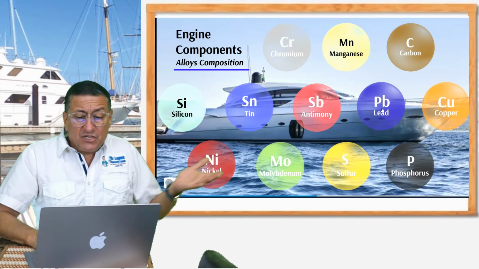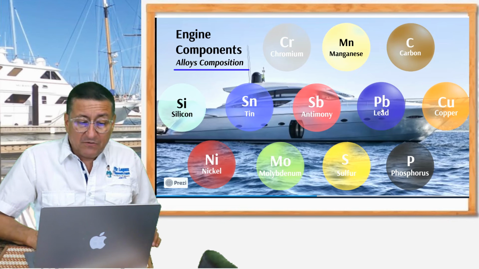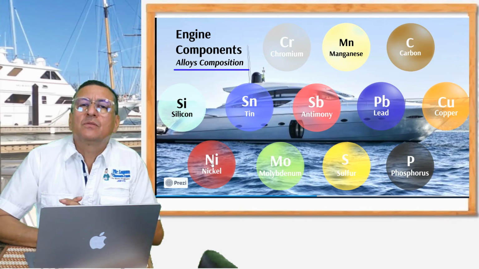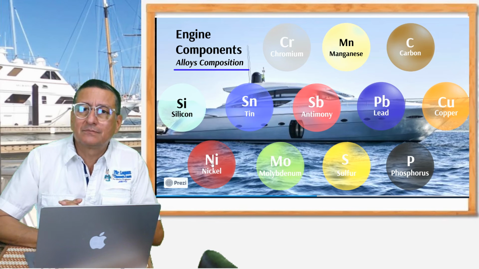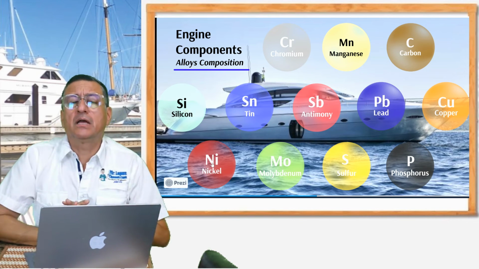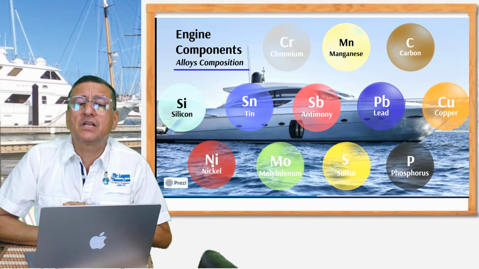Okay, we can check other types of elements. For example, nickel. Nickel is excellent. Where do you think we can find nickel? Yes, in the heat exchangers. All the coolers in the engine have a high concentration of nickel.